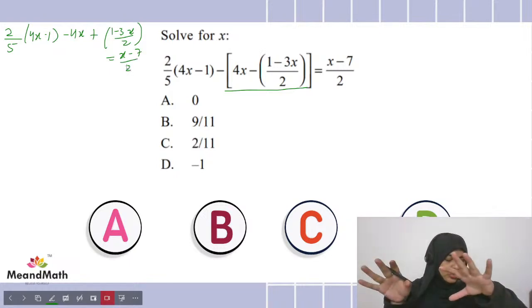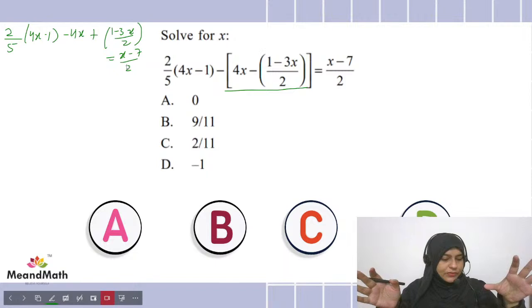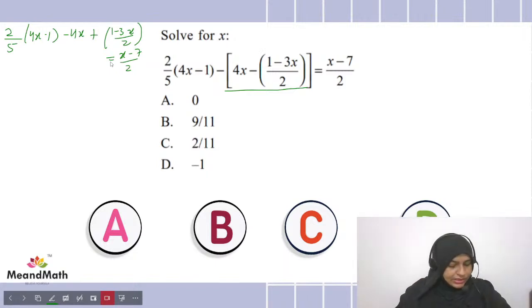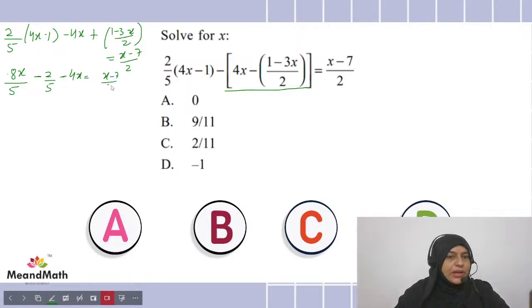Now you can do 2 together. Okay? So that you can take the LCM as 2. Now you can multiply it with this. 2 times of 4, it is 8x. Divide by 5. Minus 2 by 5. Okay? It is minus 4x. Now x minus 7 divided by 2.